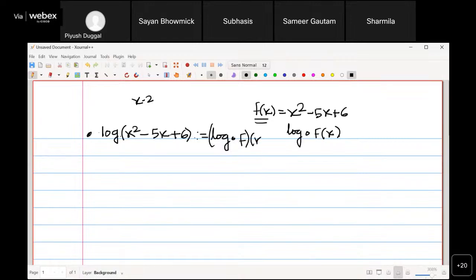Correct. But certainly the domain of this function can't be R, right? Because you need to know for what values of x this x square minus 5x plus 6 is positive, right? Yes, sir. So now suppose you draw the graph of this parabola.